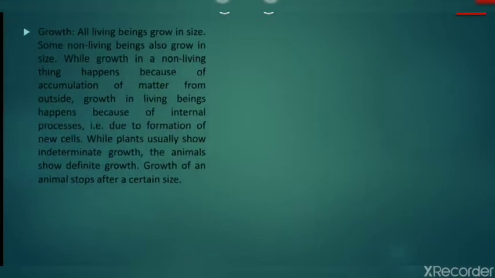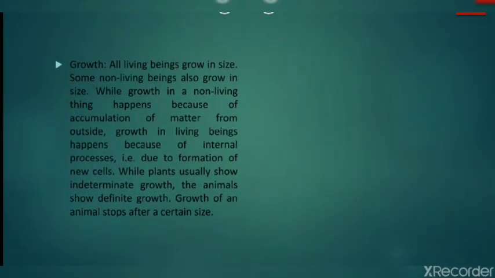The first attribute of living organisms is growth. All living organisms grow in size. Some non-living substances also grow in size. But growth in non-living substances happens because of the accumulation of matter from outside, while growth in living organisms takes place because of internal processes, maybe due to the formation of new cells, maybe the elongation of cells.